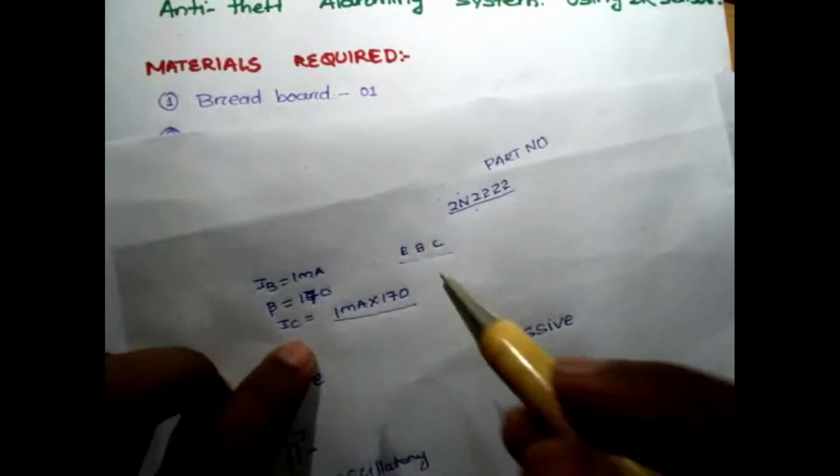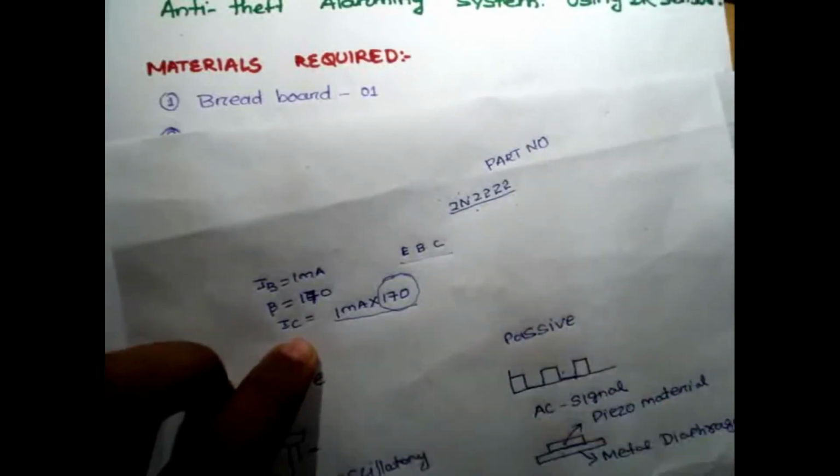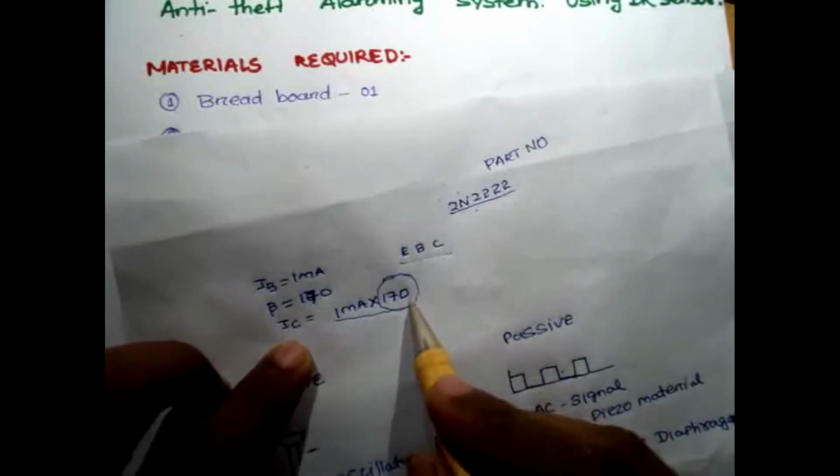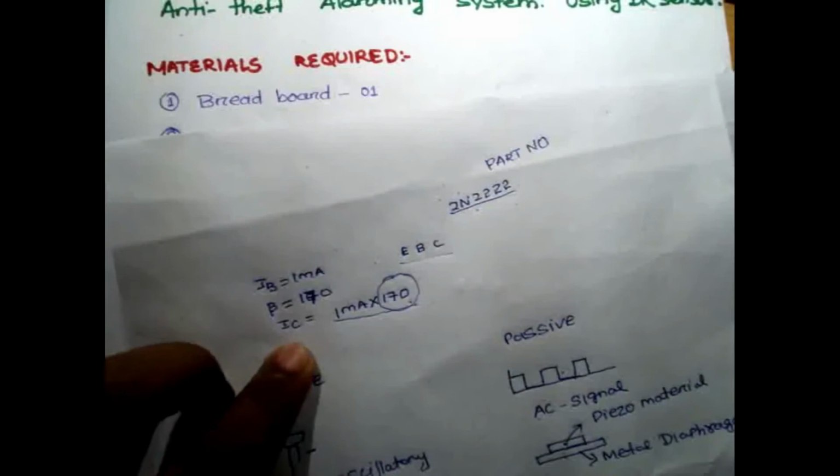This is my amplification factor, or you can say gain. What is the current gain of this transistor? Then you will say 170 is the current gain of this transistor. I hope all of you get this point.